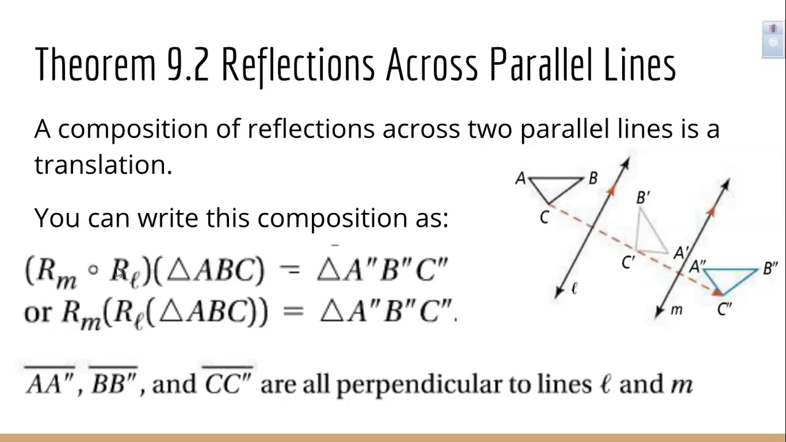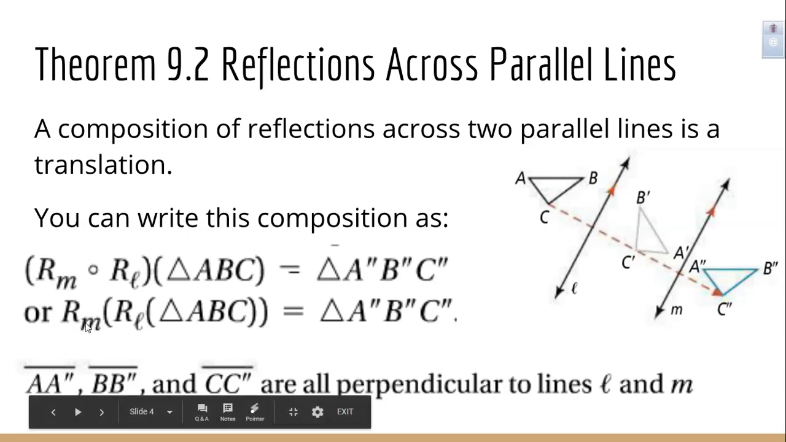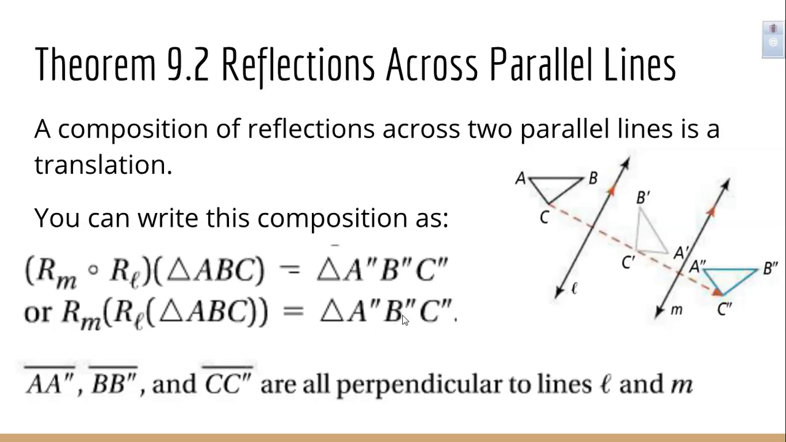You write this composition as the reflection across line M of the reflection across line L of triangle ABC is triangle A double prime, B double prime, C double prime. That's our final result. Or you can write it like this, and it's basically said the same way: the reflection of line M of the reflection of line L of triangle ABC is equal to A double prime, B double prime, and C double prime. This function notation goes back to when you learned writing functions in Algebra 1.